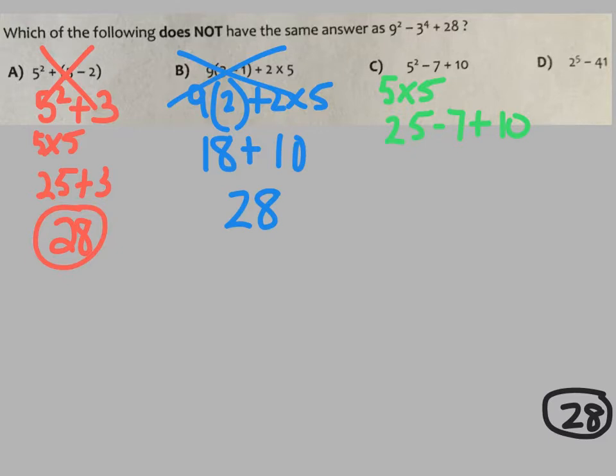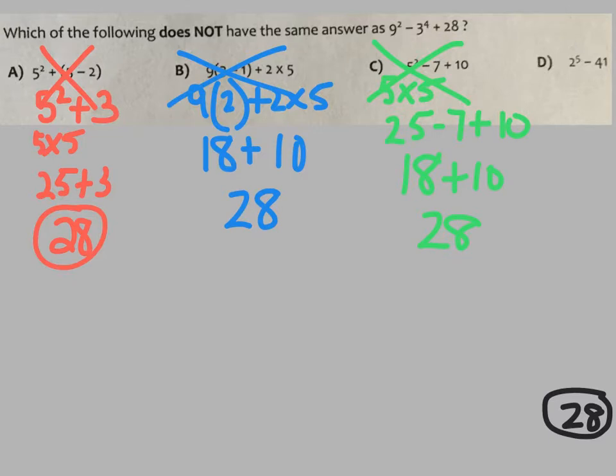25 minus 7 is 18, plus 10. 18 plus 10 is 28. So C does not have the same answer. Or C does have the same answer, and therefore C is not a choice. So finally we're down to D.